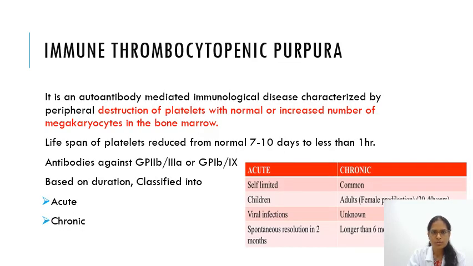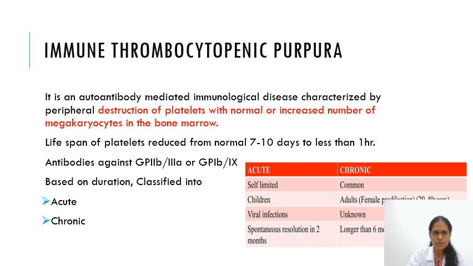Coming to immune thrombocytopenic purpura, this is an autoimmune mediated immunological disease characterized by destruction of the platelets with normal or increased number of megakaryocytes in the bone marrow. These megakaryocytes are the precursor cells which are present in the bone marrow. The lifespan of platelets is normally 7 to 10 days, but in immune thrombocytopenia, the platelet lifespan is decreased to less than 1 hour. So there is complete destruction of platelets in the peripheral blood.